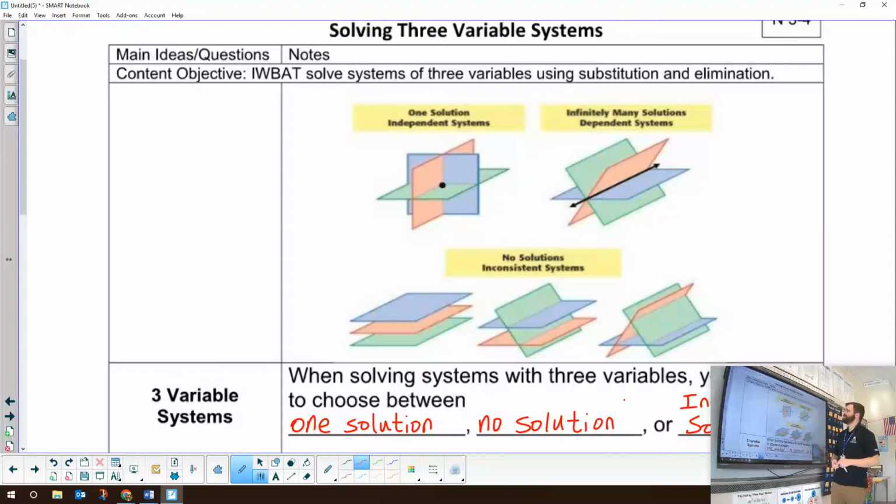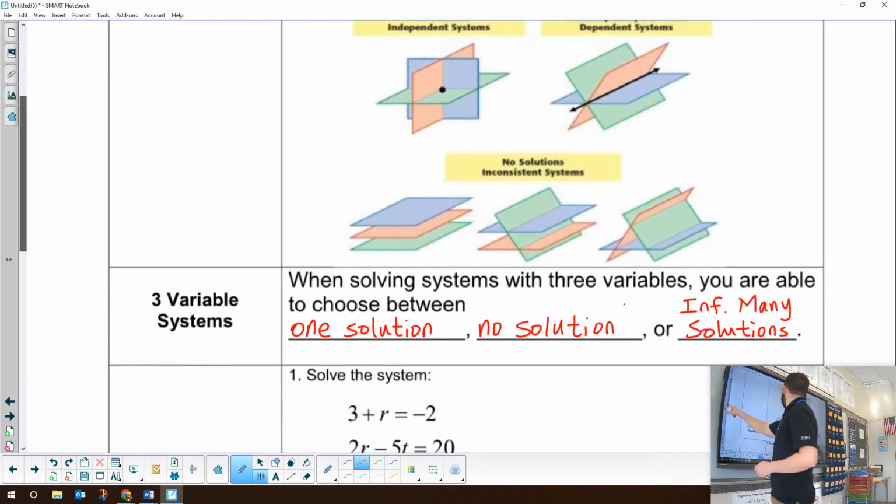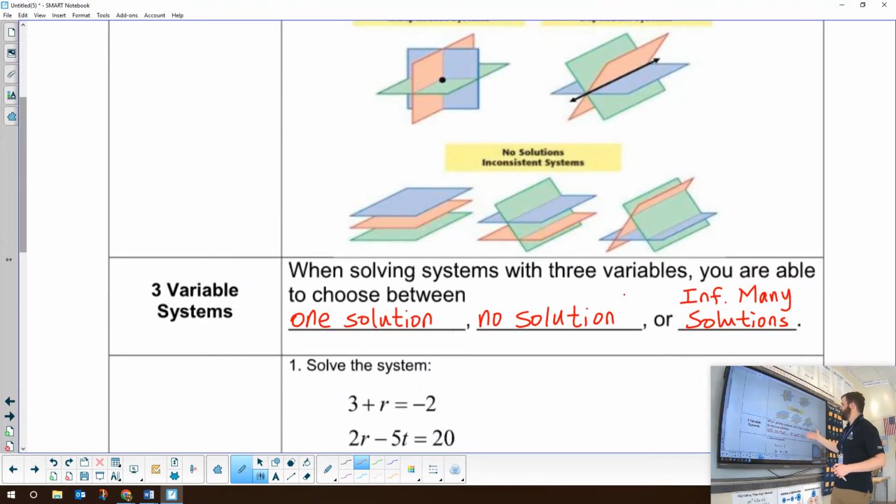Hey guys, today we're going to be talking about solving three variable systems. Now, whenever you solve three variable systems, just like when we solve two variable systems, it's possible to get one solution, no solution, or infinitely many solutions. So it's important to remember that if you ever get to a spot where your variables cancel out, you know what that looks like. We're not really going to see those today though, so let's just dive in.